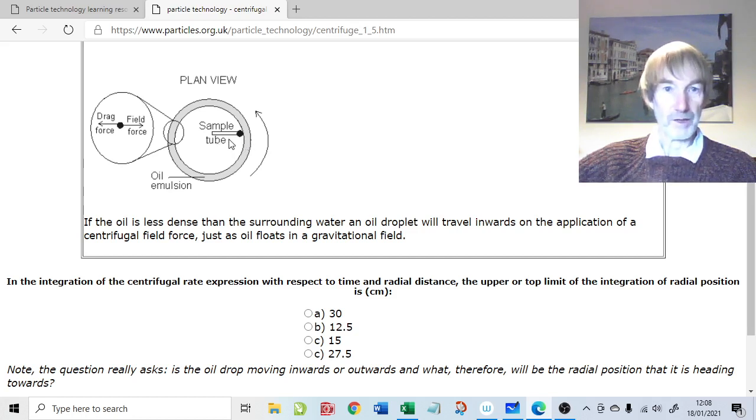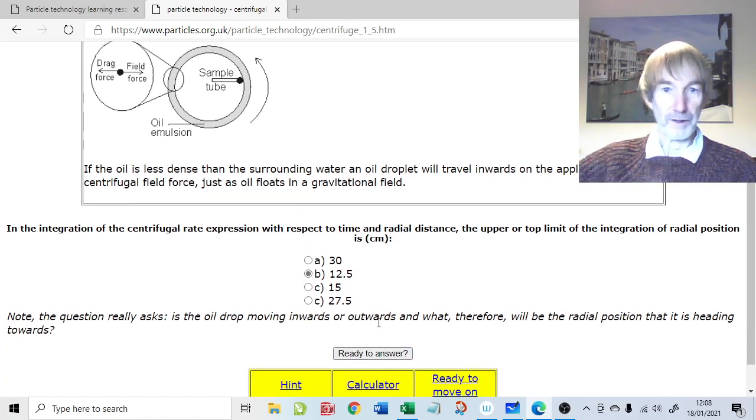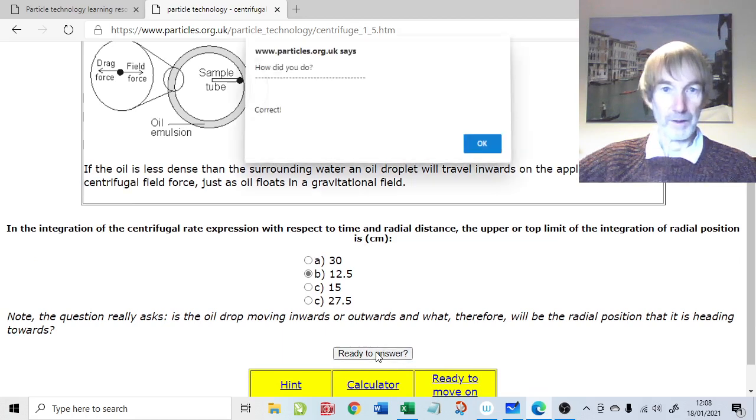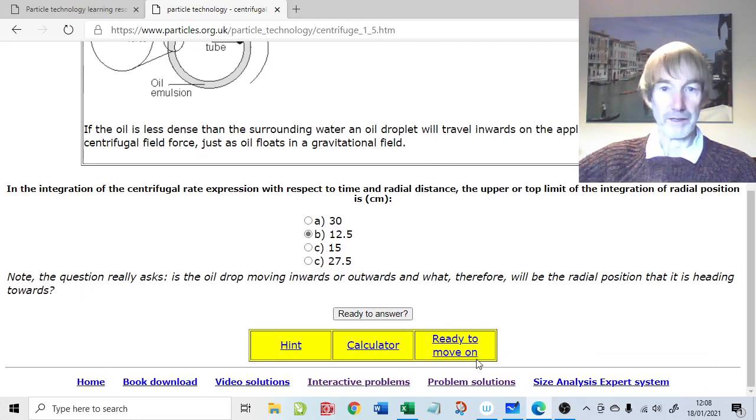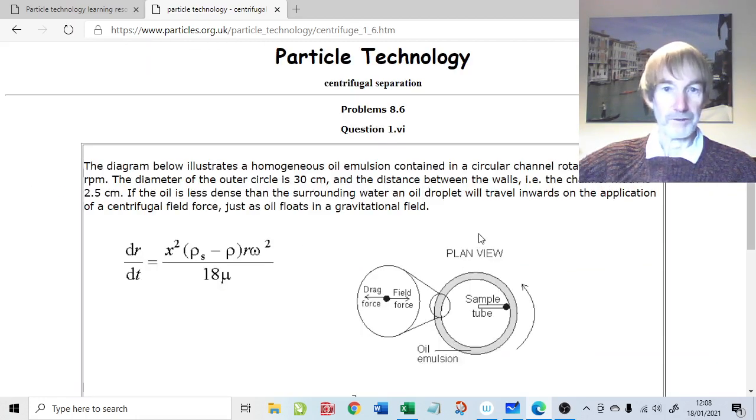So the inner radius is at 12.5 centimeters, the outer radius is at 15 centimeters. So the upper limit, when we come to do the integration, which you'll see in a moment, is going to be 12.5 centimeters, which is correct. Okay, that's important, because if you get the limits the wrong way around, you'll get negative time. I'll illustrate that in a moment.